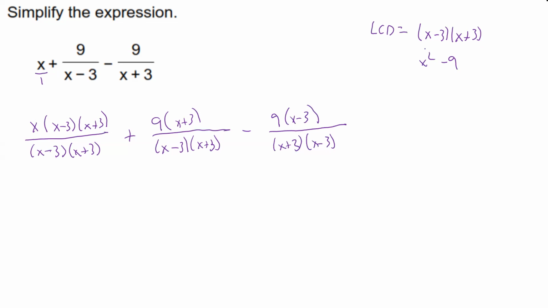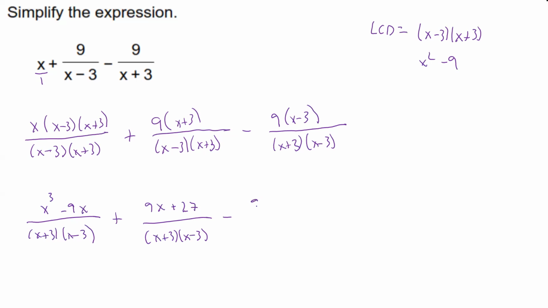So now we're taking x times that. That gives us x cubed minus 9x all over x plus 3, x minus 3. Plus, now let's distribute here. That's going to be 9x plus 27 over x plus 3, x minus 3. And then we have minus 9x and then minus 27 over x plus 3, x minus 3.